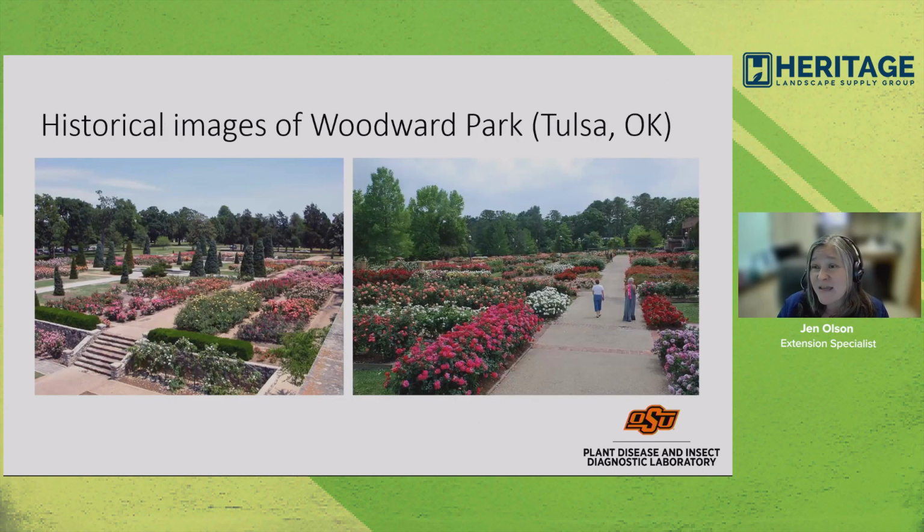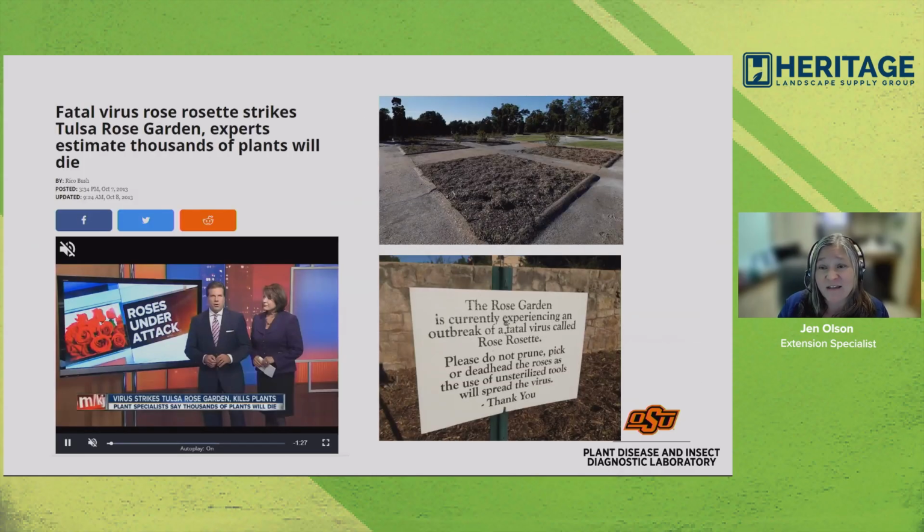Back maybe in the 1990s, these are some images of a park in Tulsa, Oklahoma, where there's a beautiful rose garden with more than 5,000 roses. And in the early 2000s, rose rosette moved into this planting. And unfortunately, by 2013, most of the roses were infected. And now most of the beds don't have any roses in them. It's become more of a pollinator or seasonal display garden.